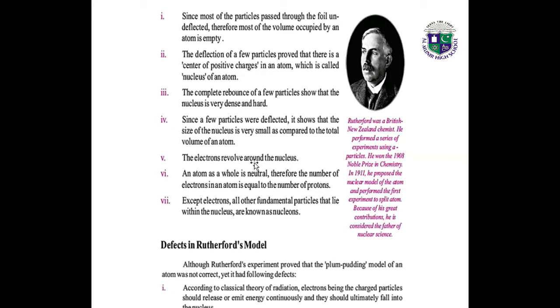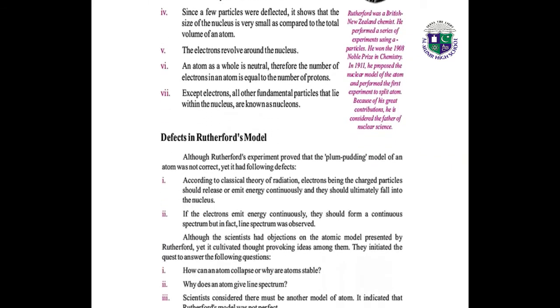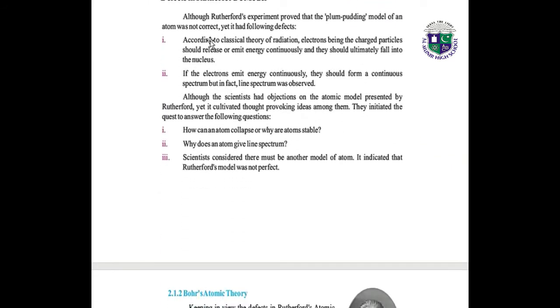The electrons revolve around the nucleus. An atom as a whole is neutral, and except electrons, all other fundamental particles that lie within the nucleus are known as nucleons. What were the defects? According to the classical theory of radiation, electrons, being charged particles, should emit energy continuously, and they should ultimately fall into the nucleus. If the electrons emit energy continuously, they should form a continuous spectrum, but in fact a line spectrum was observed.